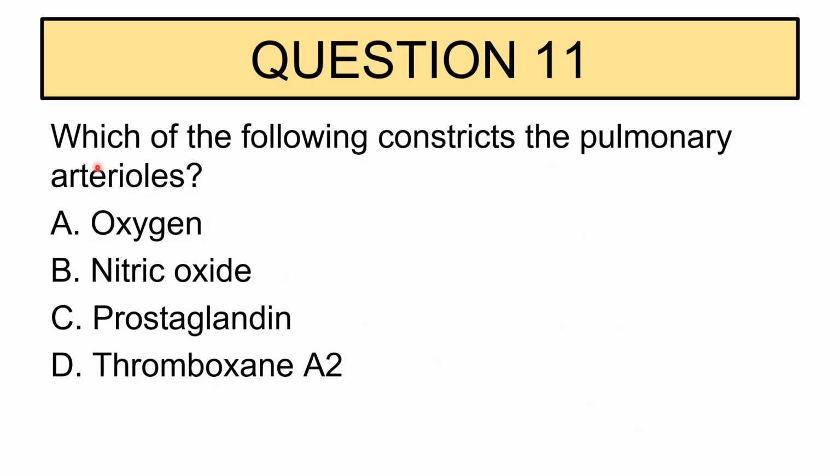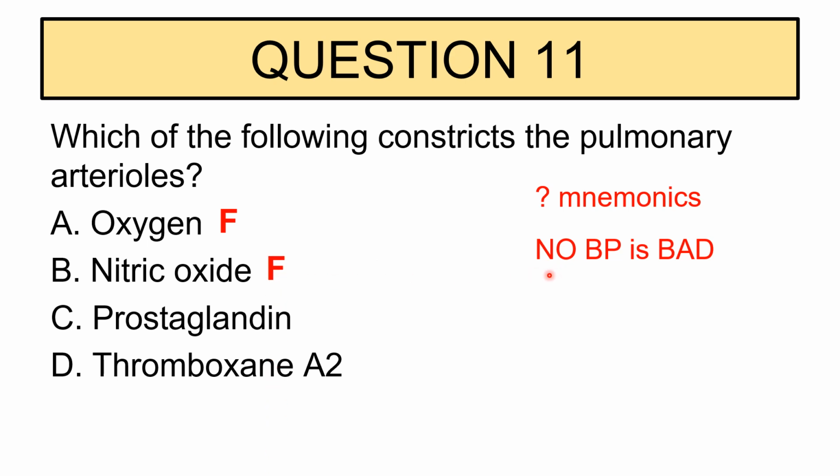Which of the following constrict the pulmonary arterioles? What is our mnemonic? No blood pressure is bad. So if it is not here, then it is a constrictor. Oxygen is in NO. Nitric oxide is in NO. Prostaglandin is in BP. Thromboxane is not seen here. So this is the correct answer. This is the vasoconstrictor.